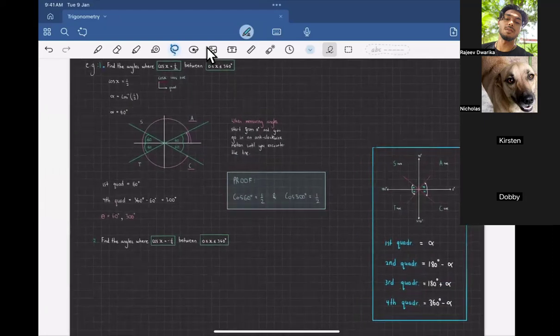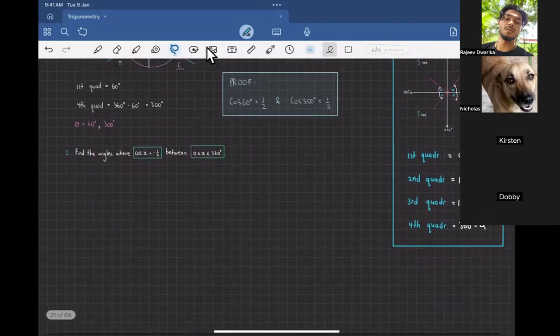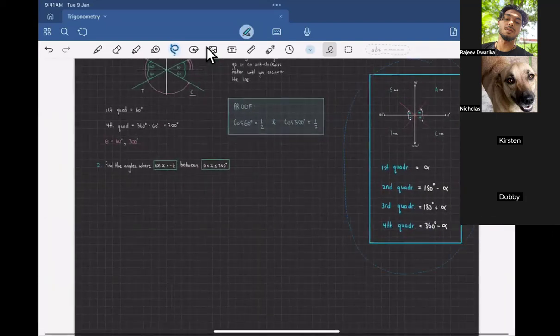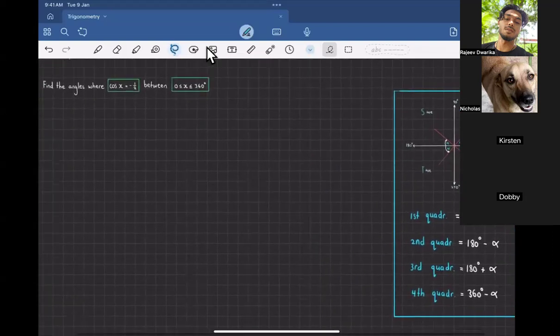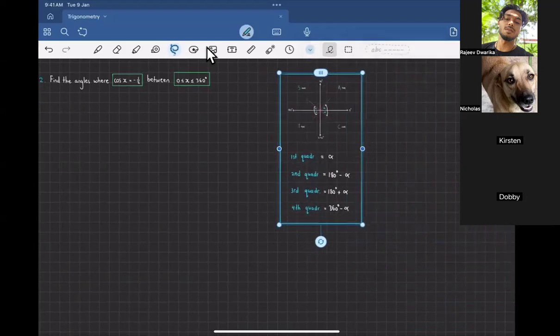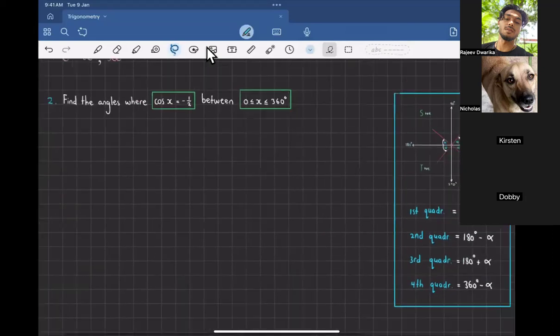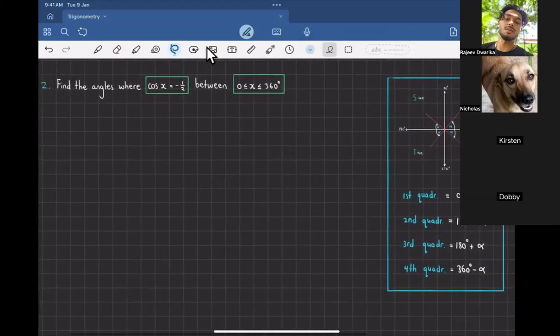Right? So, Nicholas, you see in question two? Oh, yeah, I'll zoom up more. Let's zoom in a little. Sure. Yeah, a little bit. Okay, I'll zoom in a little more. All right.